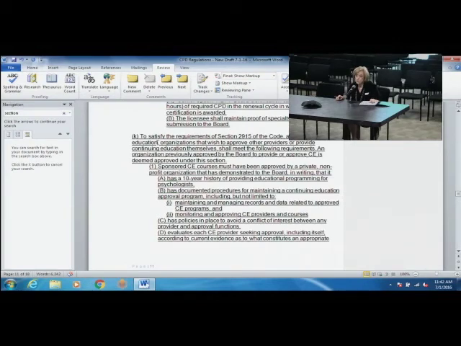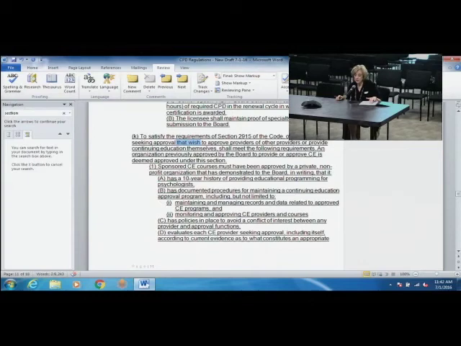you actually said it earlier, organizations that wish to, what did you say? Organizations that wish to approve providers of continuing education. That's it. That's how we should start it. So you could say something like, to satisfy the requirements of section 2915 of the code, organizations wishing to, seeking approval, organizations seeking approval to approve providers.